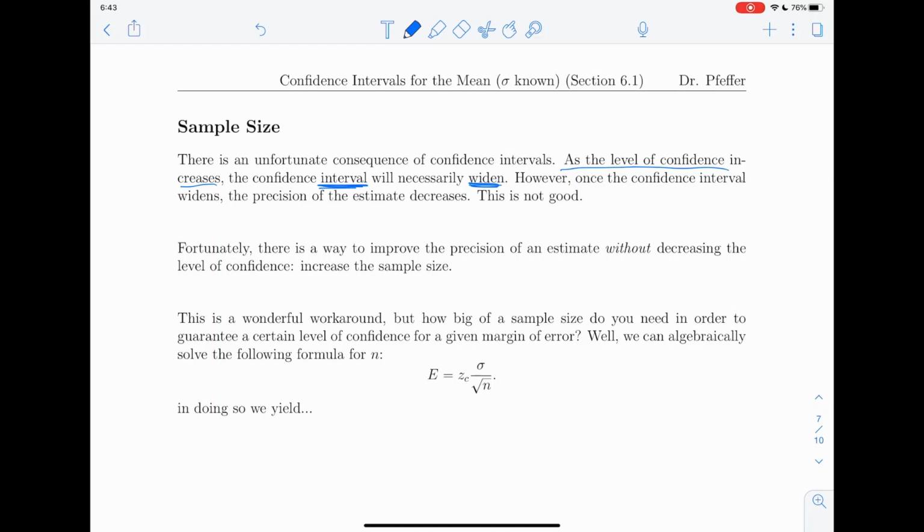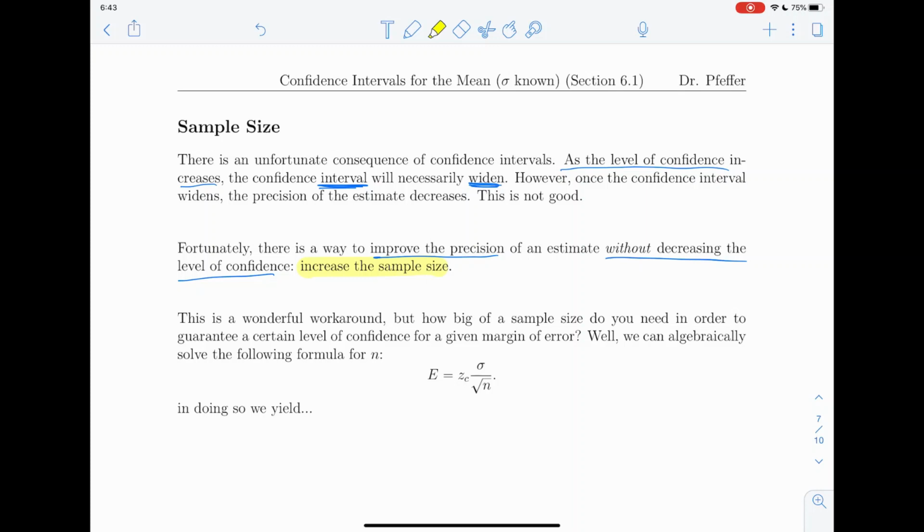There is a way to fix that. The appropriate fix, the way to improve precision without decreasing confidence, there's really only one way to do that. Increase your sample size. The larger your sample size, the more precise your estimate.